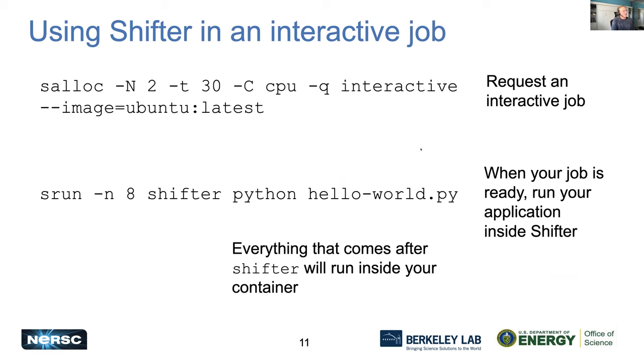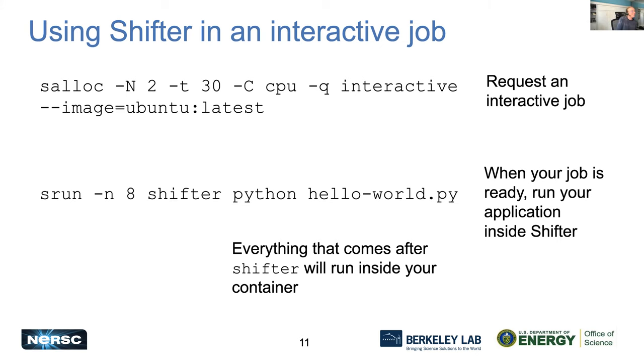All right, so how do you use Shifter in a job? Pretty straightforward. You're going to use your same kind of salloc syntax that you would for an interactive job. The difference is this --image. So this tells Slurm, hey, please get my Shifter image ready for this job. In this case, I'm using Ubuntu latest, but you could put in whatever you want. And then once your node's ready, you can issue an srun command.